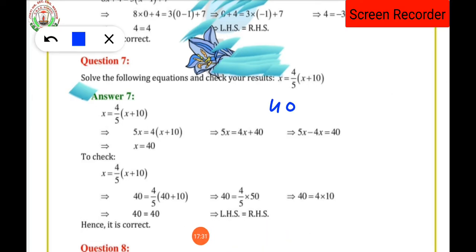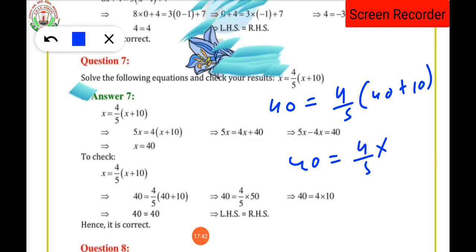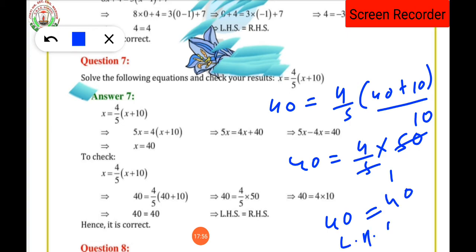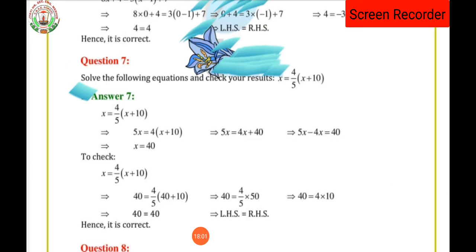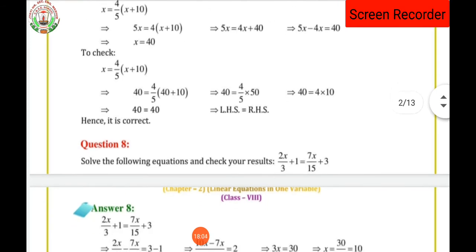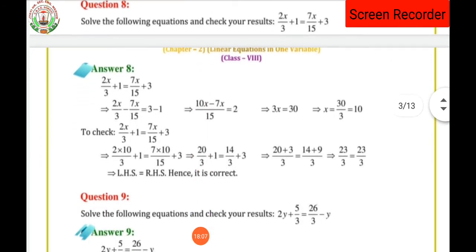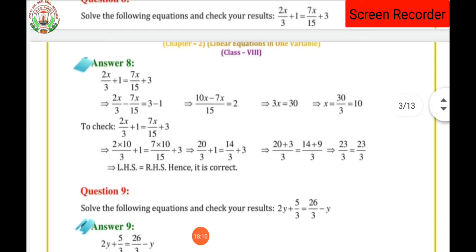Here 40 in place of x, 4 by 5. Okay, then here again x value is 40 plus 10. So 40 is equal to 4 by 5 into, here 40 plus 10 will be 50, isn't it? 5 ones are 5 and 5 tens are 50. So 4 into 10 will become 40. Here again we are having LHS is equal to RHS. Clear? So hope you understood the solution. Okay, so in this way you have to solve all the questions here. It's a very simple question, students, not a very difficult one.